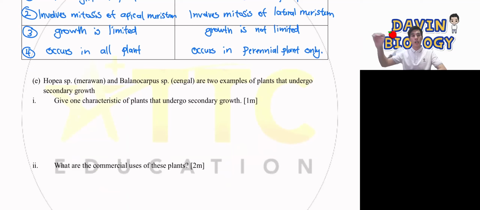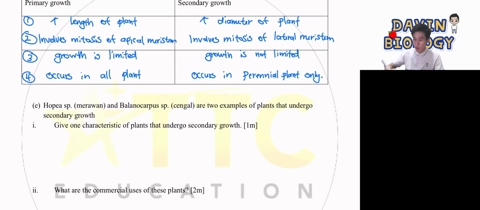Now, here they give you two species of plant that undergo secondary growth, Chengal, Merawan, or Meranti. All these are very common, like last time in geography, those big woody trees in rainforests. So they say that these two plants undergo secondary growth. Of course, they are woody plants, they definitely undergo secondary growth. So they ask you to give one characteristic of a plant that undergoes secondary growth.